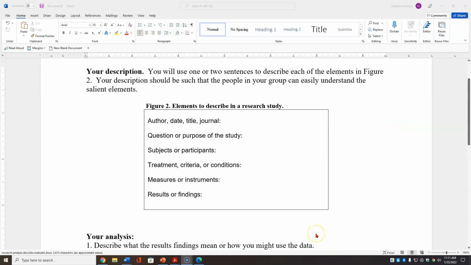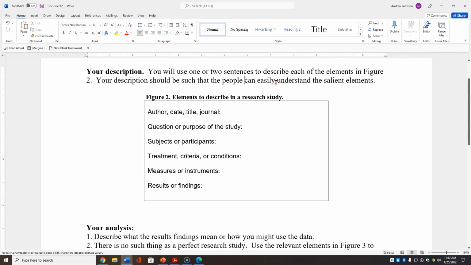So in describing a research study, and this description should also help you when you read a study because you know what to look for, you use one or two sentences to describe each of these elements. This should be described in such a way that people can easily understand the salient and important elements. Of course, in every description, you put the author, date, and title of the journal right there. Put the citation up there so you can find it if you need. If you're writing an article, you can easily see it and you can put the citation right there. All right, so get that on top.